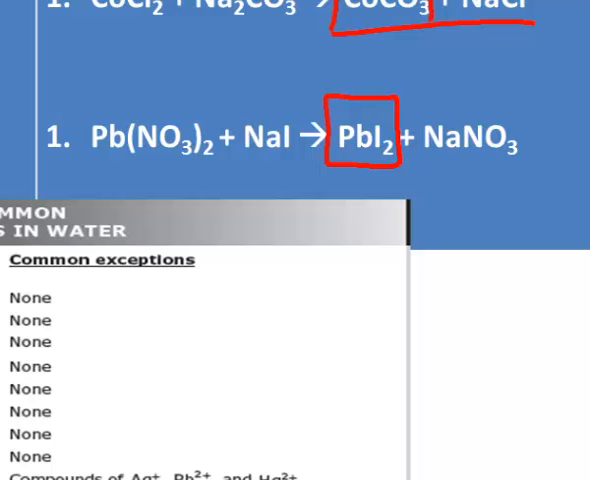So for any precipitation reaction, we're simply looking for something that's insoluble on the right side. Take a look. If you don't see an acid or a base, this would be the next thing to look for. Okay.